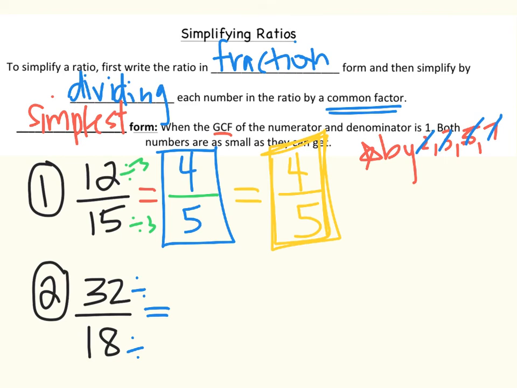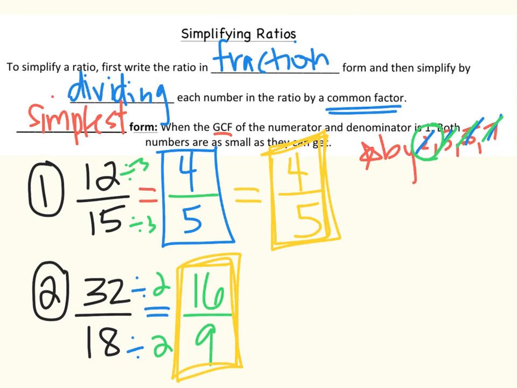Remember that you are dividing, so I know that both of these numbers are even, so I'm going to go ahead and start by dividing by 2. And I know that half of 32, or 32 divided by 2, is 16. I know that half of 18, or 18 divided by 2, is 9. I'm going to go ahead and see, can I divide by 2 again? No. Can I divide by 3? No. Can I divide by 5? No. Can I divide by 7? No. So if I take a look at 16/9, even though 16 is a pretty large number, 16 and 9 do not share any other common factors, so 32/18 in simplest form would be 16/9.